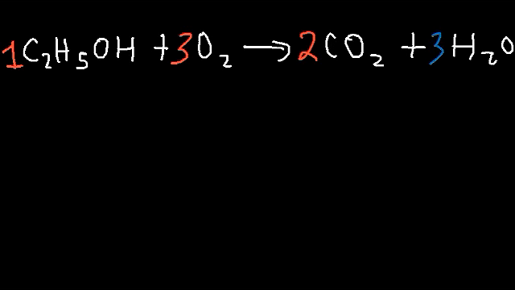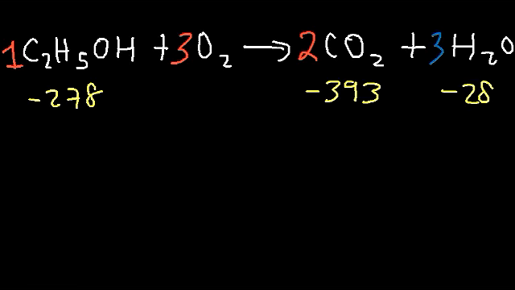Now let's say you're given the enthalpy change of formation for ethanol, let's say it's negative 278 kilojoules per mole, and for CO2 it's negative 393, and for H2O it's negative 286. So this is the enthalpy change of formation for each substance. How can you use this information to calculate the enthalpy change for the entire reaction?